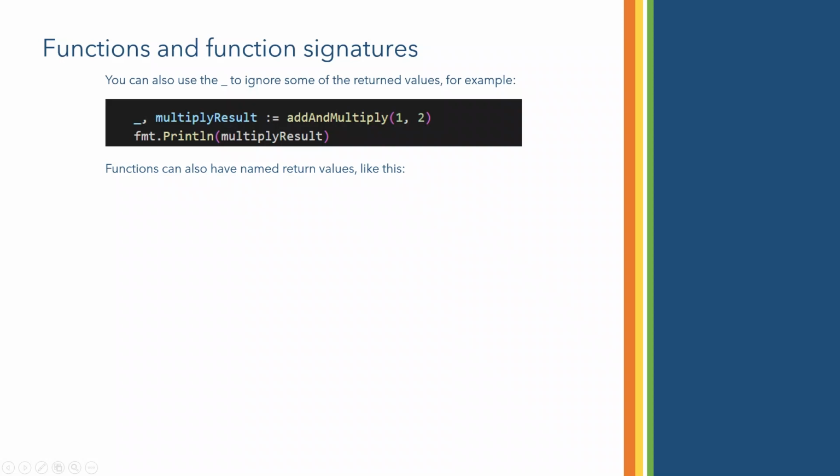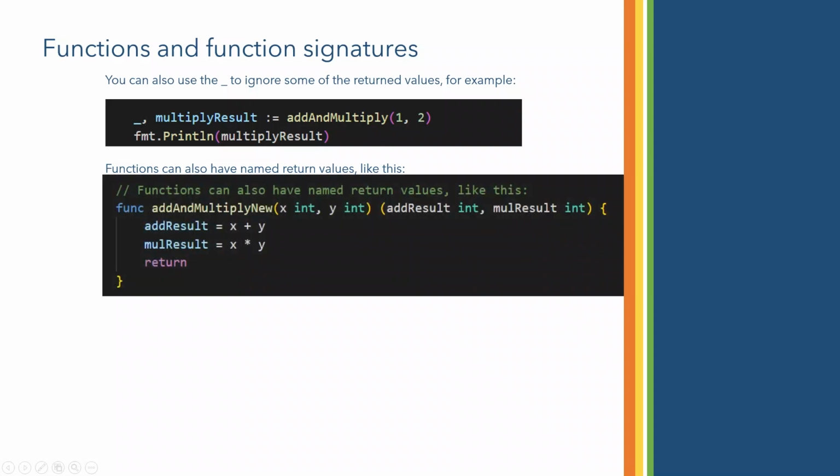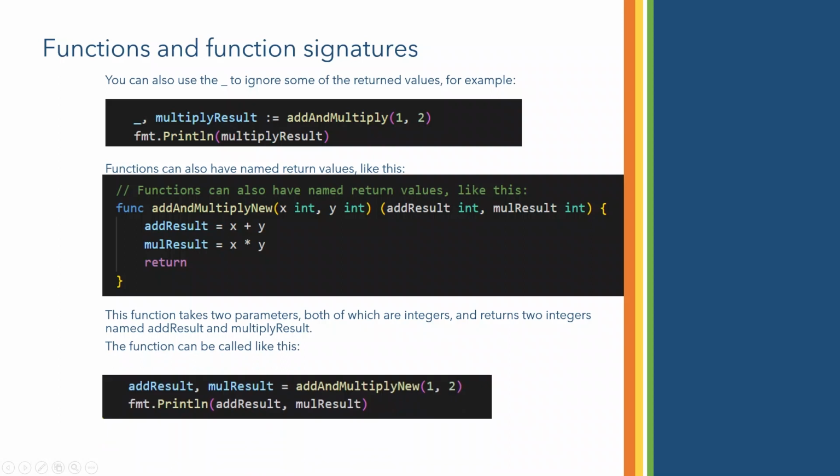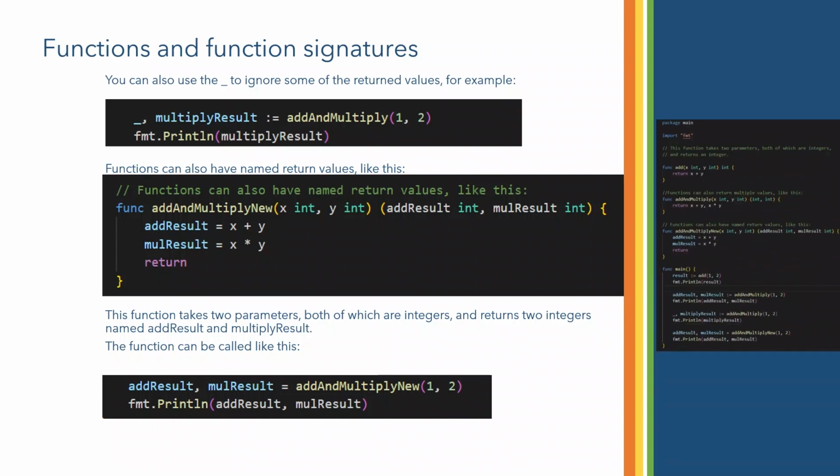Functions can also have named return values. In the earlier function declaration, the results were just int. Here we are giving names to them, add result and multi result, so you can call the same function like this as well. We are storing the returned values, and this function is called the same way as earlier, either from the main function or any other function.